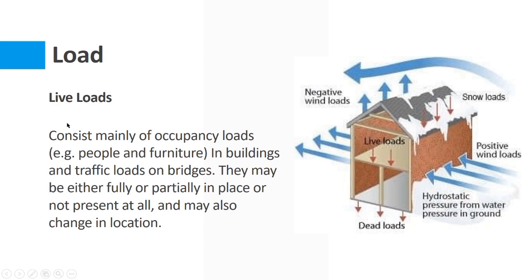In contrast, live loads consist mainly of occupancy loads, for example people, air, furniture in buildings, and traffic loads on bridges. They may be either fully or partially in place or not present at all, and may also change in location. For example, let's say this building is a school building, and the school is designed for the occupancy of 50 students.